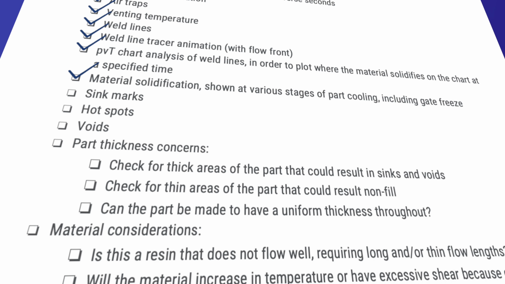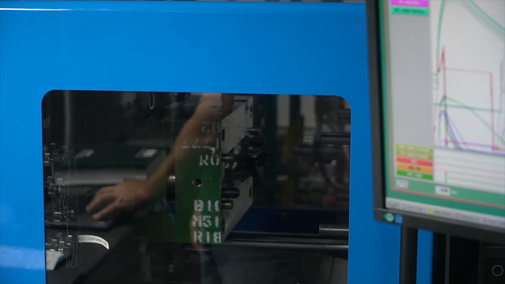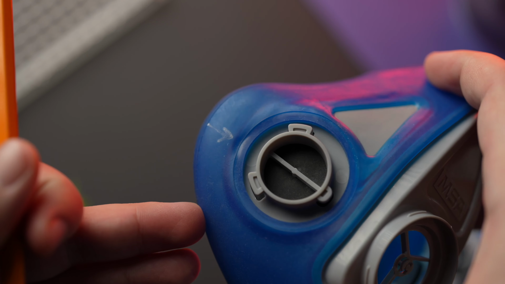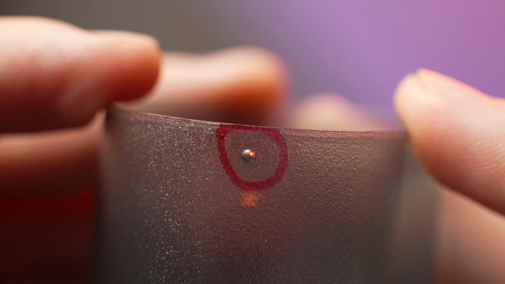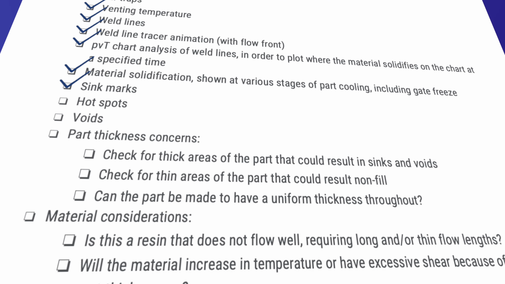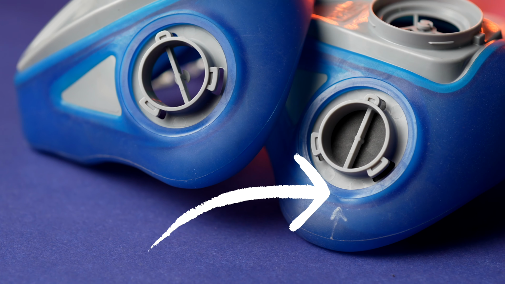Next, we evaluate material solidification during cooling, including gate freeze. Gate freeze determines when packing pressure can no longer influence the part itself. If the gate freezes too early, you lose the ability to compensate for shrinkage, which leads to sinks, voids, or dimensional errors. Sink marks occur when thick areas cool and shrink more than surrounding material, and they'll show up most often at the ribs and thicker walled areas.